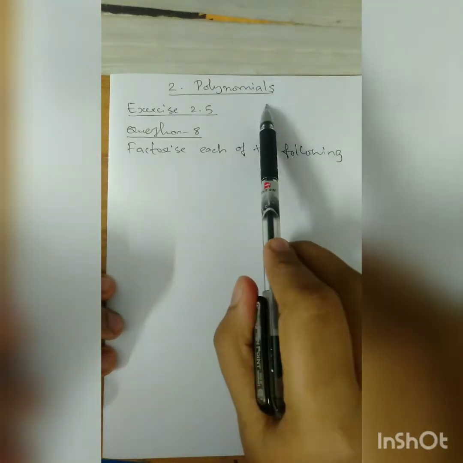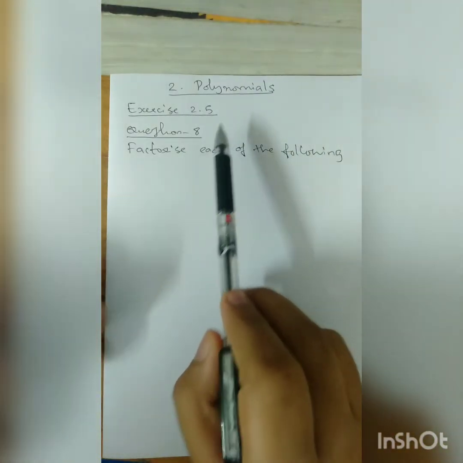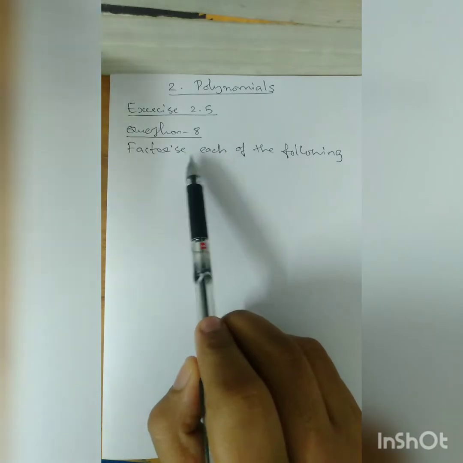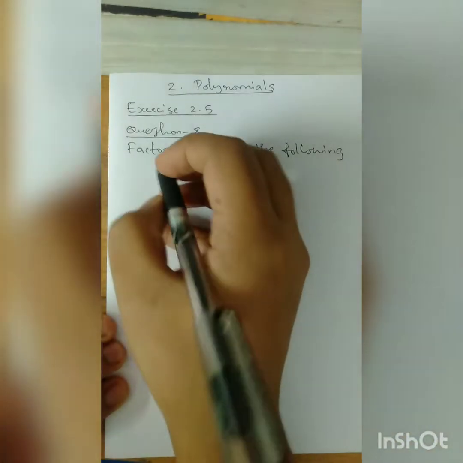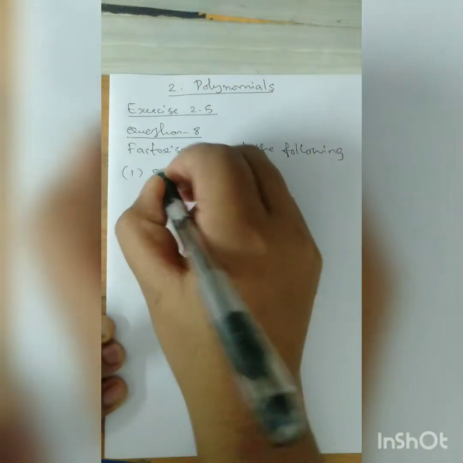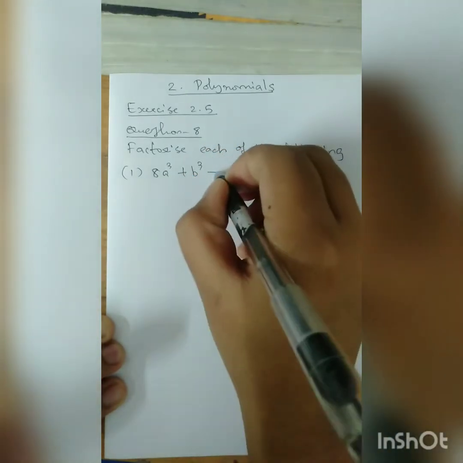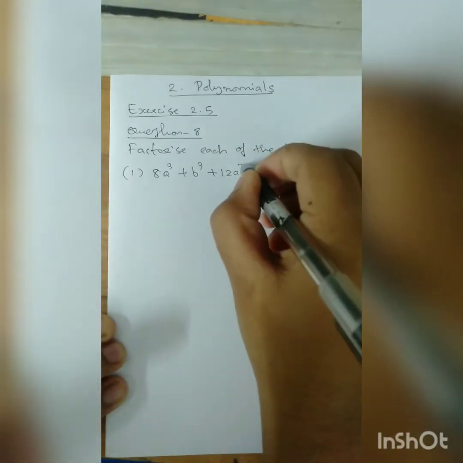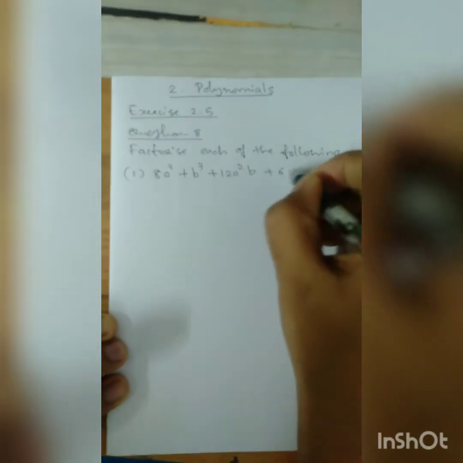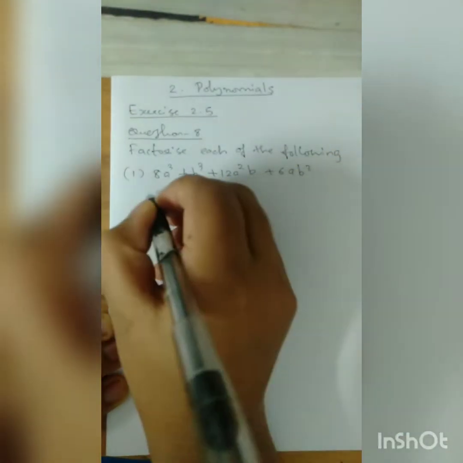Chapter 2 Polynomials, Exercise 2.5, Question number 8. Factorize each of the following. The first question is 8a cube plus b cube plus 12a square b plus 6ab square.